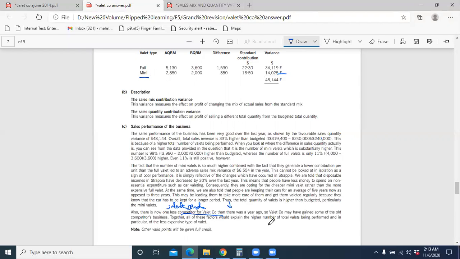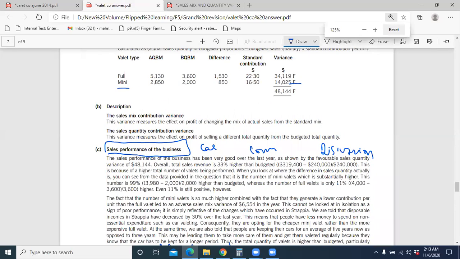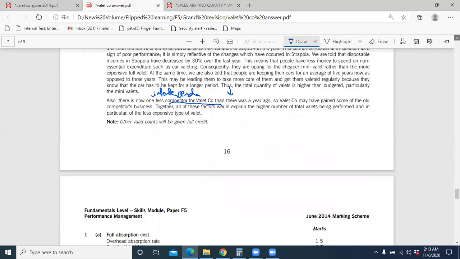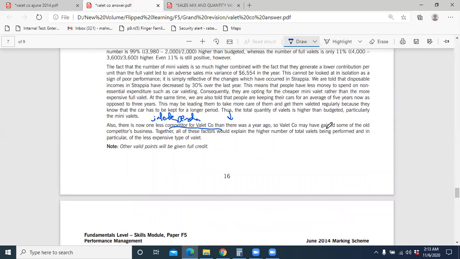Also, there is now one less competitor than it was a year ago. That's another thing from the scenario that you would do in the discussion part after the calculation, comment in the discussion. So Valet Co may have gained some of the old competitors' business. Together, all these factors would explain the higher number of total valets being performed. This is how you're going to do this question.